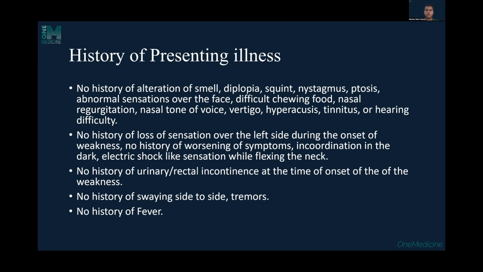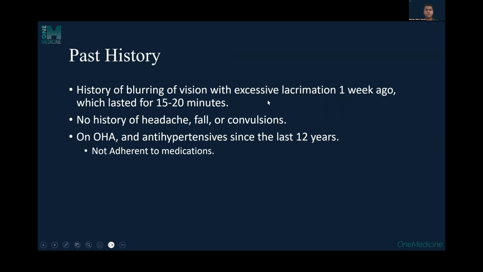Go to the next slide. So this past history of type 2 diabetes and hypertension should come here. Now this history of blurring of vision with excessive lacrimation, what does it mean to you? When there is excessive lacrimation, the lacrimation covers the cornea also. That also can cause blurring of vision.